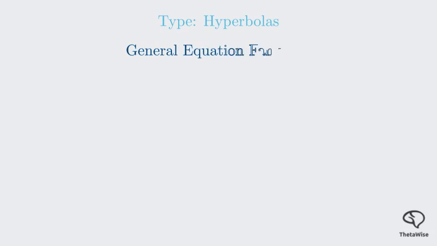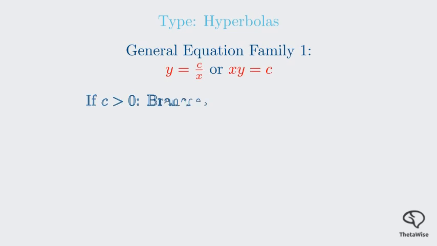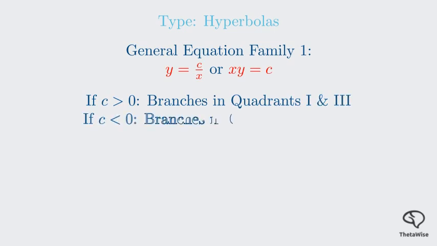Let's move on to hyperbolas. These are another common type of graph with a distinct shape. Hyperbolas come in two main families. The first is the reciprocal function family, with the general equation y equals c over x, or equivalently xy equals c. The constant c determines the location of the graph's branches. If c is positive, the branches of the hyperbola will be in the first and third quadrants. If c is negative, they will be in the second and fourth quadrants. The x and y axes are asymptotes, meaning the graph approaches them but never touches.